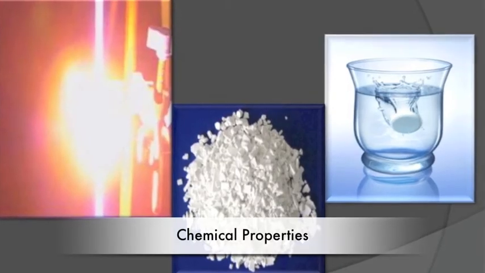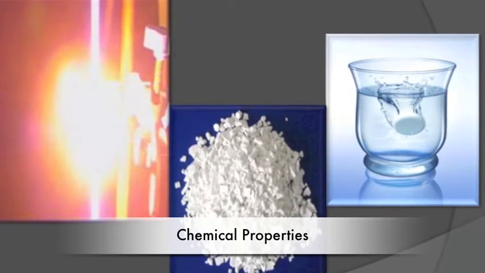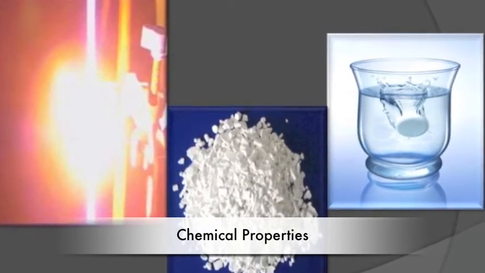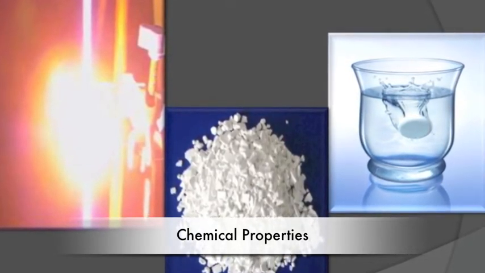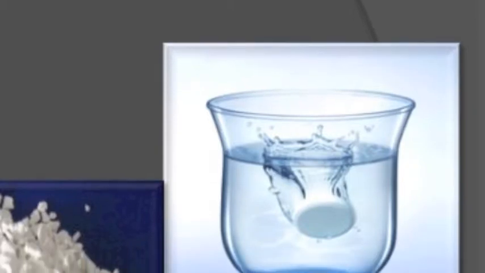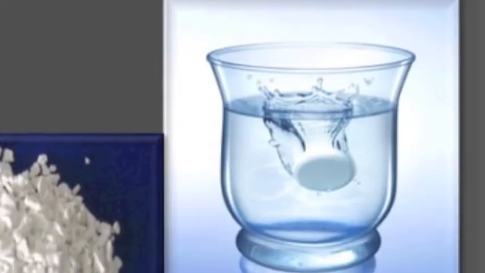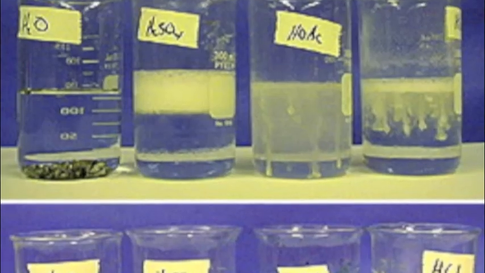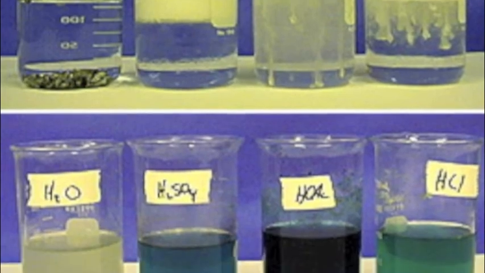The chemical properties of calcium are the characteristics that determine how a substance will react with other substances when it is changed chemically. One chemical property of calcium is its flammability. It can be heated in air or in oxygen. Another is its reactivity with water. It reacts with cold water rapidly at first, but the reaction then slows due to the formation of a film of calcium hydroxide. It is also highly reactive with acids.